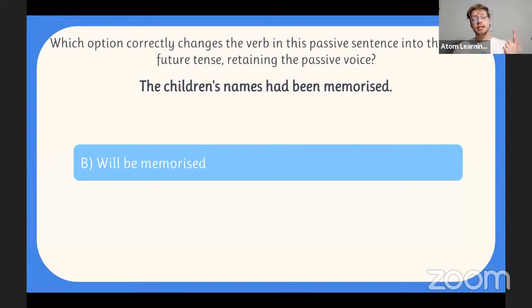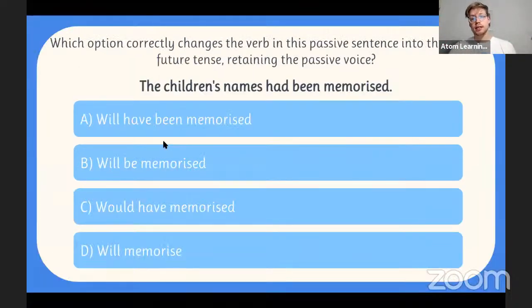Let's compare those in a sentence because it might make more sense. So the children's names will be memorized. Okay, that's in the passive voice because the children's names aren't the things doing the memorization. Whereas if I said, I will memorize the children's names, I will memorize is in the active voice because I am the person who's memorizing the children's names, okay?